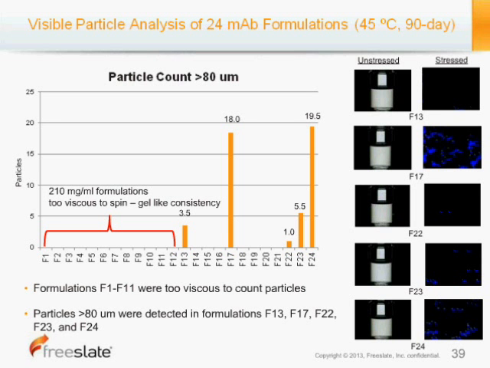F22, we saw a single particle. And F23 and F24, we saw 6 and 20 particles respectively. And so what I did is on the right-hand side, so you can see that in the unstressed vials there weren't any particles present. There's images of the T0 measurement for the formulations that we detected particles in. And then on the right-hand side are the blob images from the analysis of those vials, where you can see that we detected particles in each one of those vials.